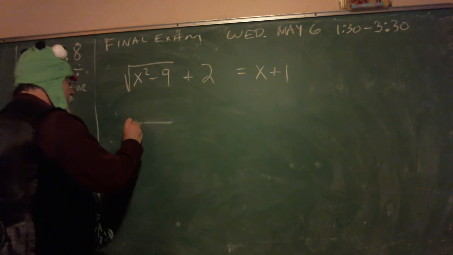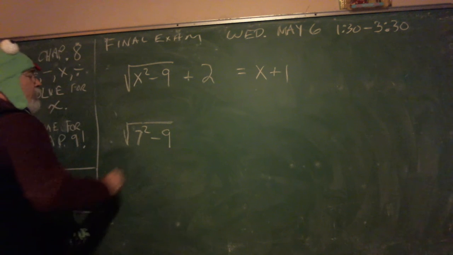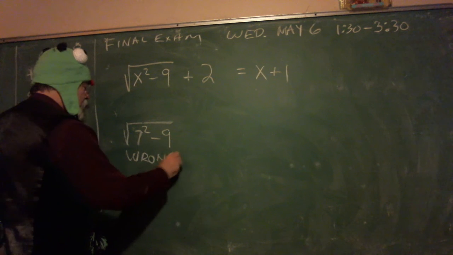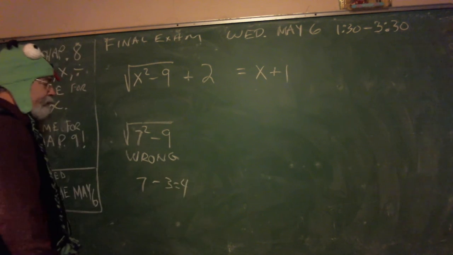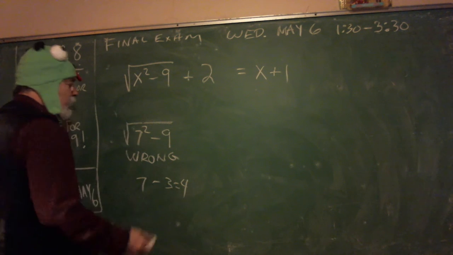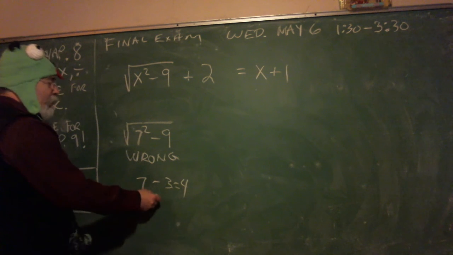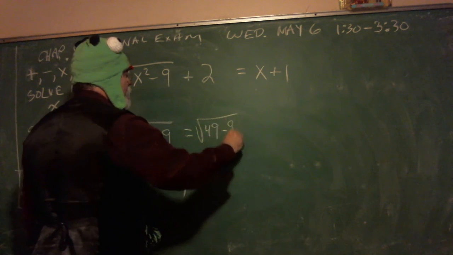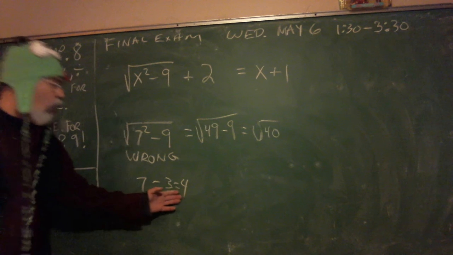Suppose I had x squared, let's say it's 7 squared minus 9. Well, this is 3 squared. So if you did it wrong, here's wrong, would be 7 minus 3, otherwise known as 4. And is it in a square root? I don't know. It looks like we took the square root, I guess. So I guess the answer is 4. And this is wrong. It's garbage. Because what this is actually is the square root of 49 minus 9, which is the square root of 40. And there you are. It's not 4.